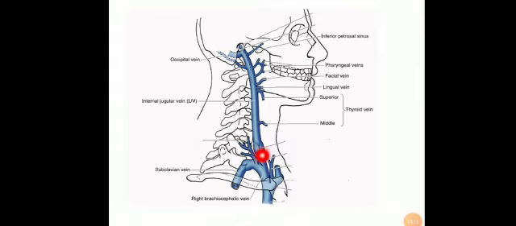This internal jugular vein joins the subclavian vein to form the brachiocephalic vein.